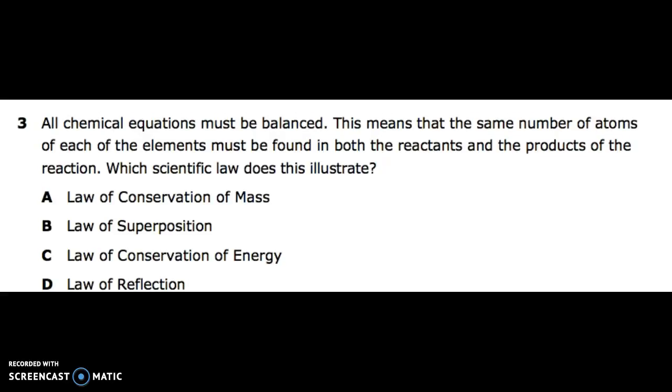Two definitions. Reactants: formulas written on the left side of the arrow symbol are the starting substances in a chemical reaction. Products: formulas written on the right side of the arrow symbol are the new substances formed in a chemical reaction.